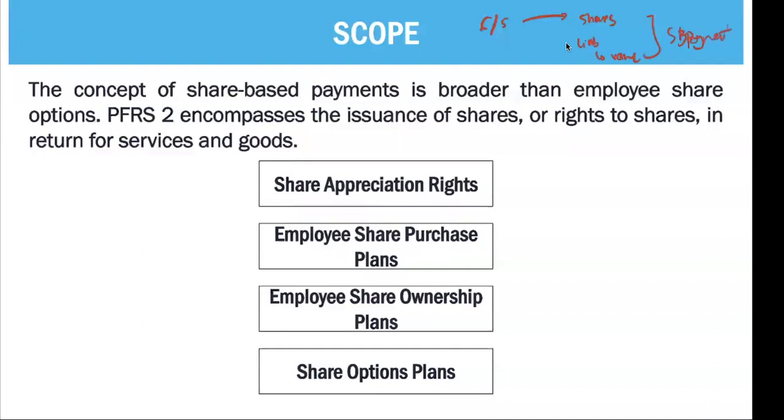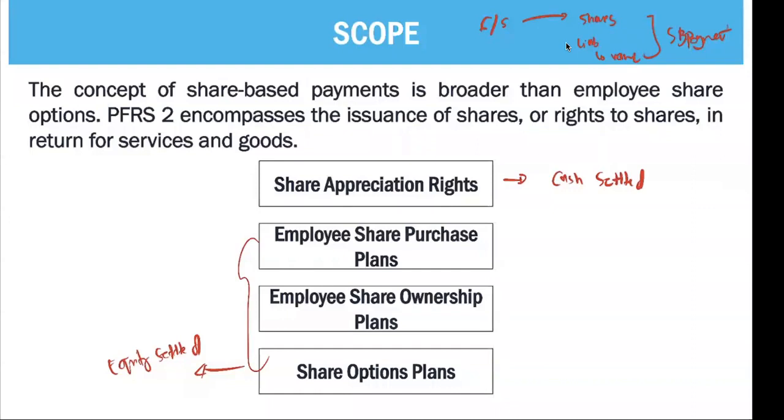So what are the different share-based payments? We have share appreciation rights, share purchase plans, employee share ownership plans, and share option plans. Actually, these are likened to each other, but for the context of PFRS 2, share appreciation rights are cash settled transactions, and share option plans are equity settled transactions. So cash settled, share appreciation rights; equity settled, share option plans.